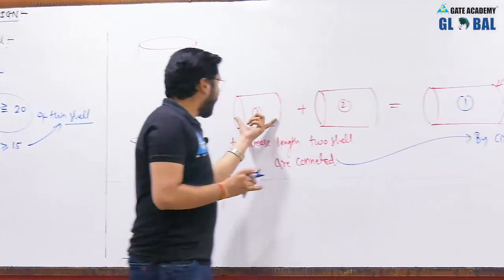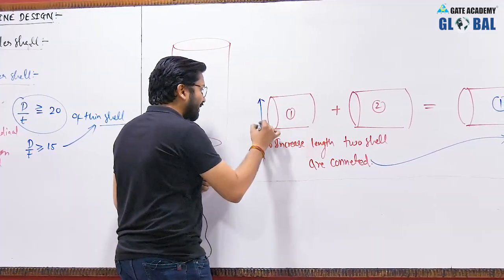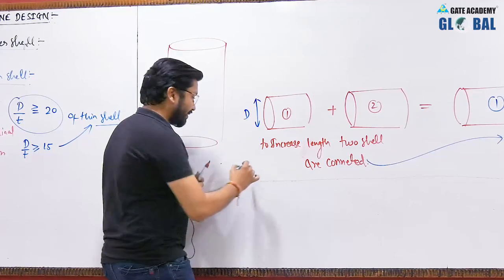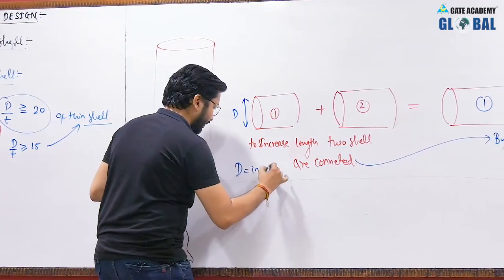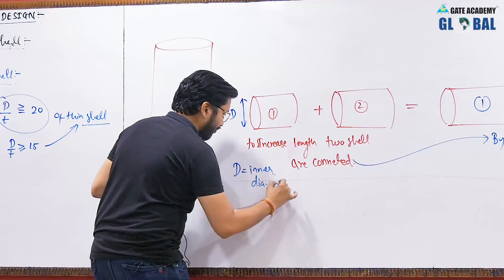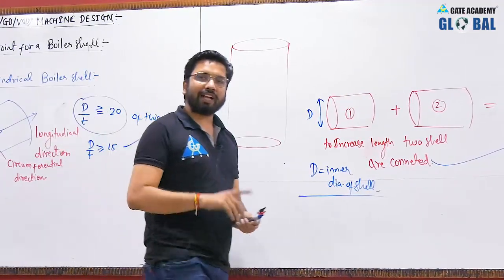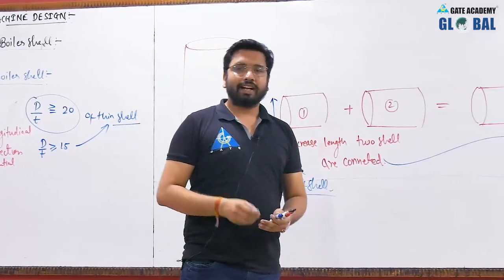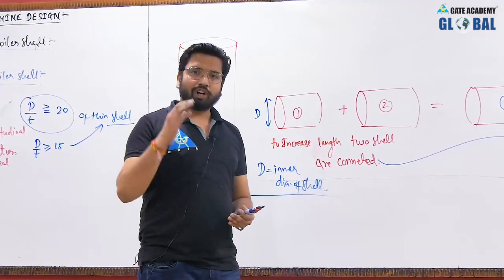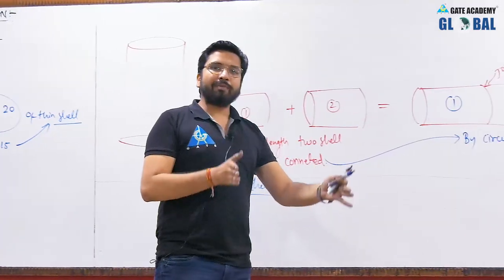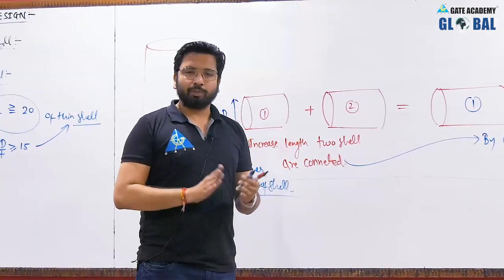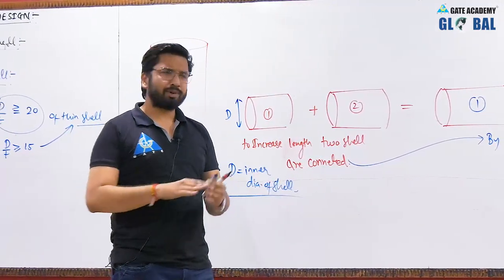So in order to make a shell, if this shell has a very large inner diameter, this is the inner diameter of the shell, and if D is very high, then we cannot have a very large cylinder at one time. Then what will we do? A proper manufacturing process is used to make a very large diameter shell, and the process will be like this.